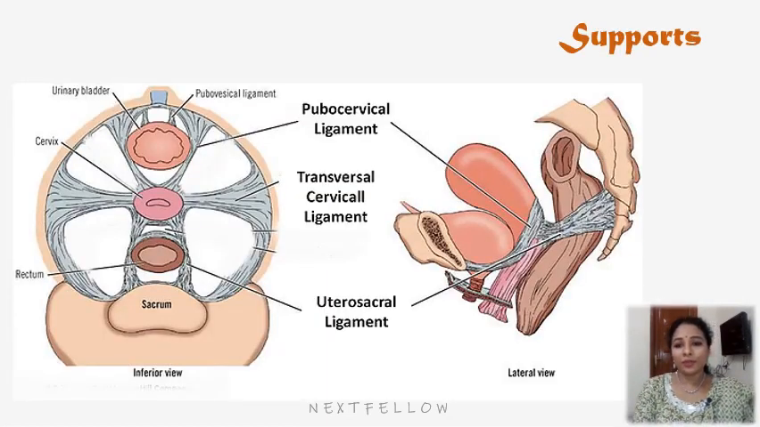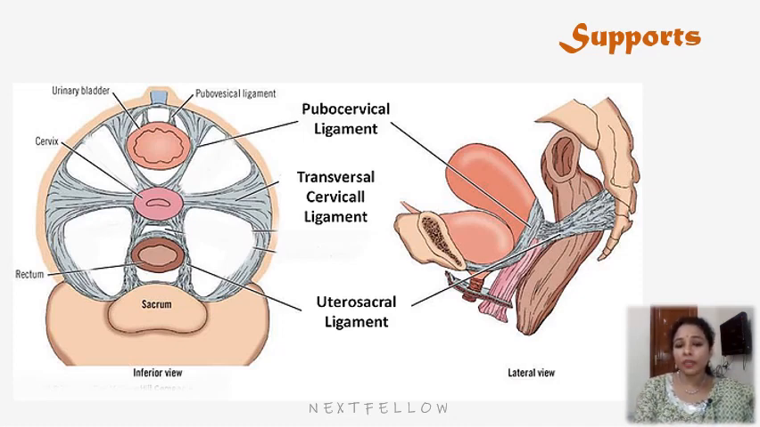Moving on to the most important part, that is the supports of the uterus. We can have muscular supports. Muscular supports are dynamic supports which provide excellent support to the uterus. The foremost important thing is the pelvic diaphragm. The pelvic diaphragm is made up of levator ani and coccygeus.